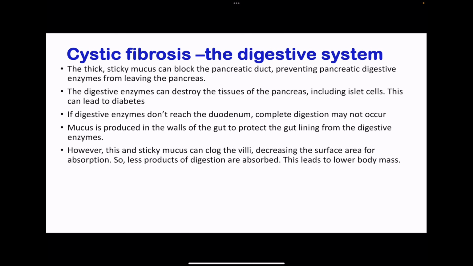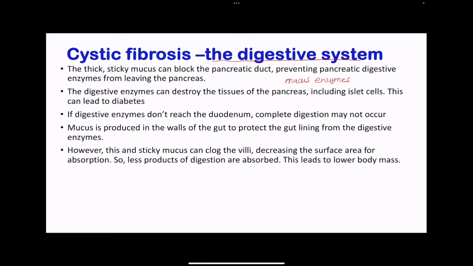Now, going on to cystic fibrosis and how it affects the digestive system, we know that the digestive system produces digestive enzymes, and these enzymes are lytic enzymes, meaning they'll break down specific substances. So to prevent digesting the tissues of the digestive system, mucus is produced in most of these areas so that the mucus can act as a surface onto which these enzymes are released.